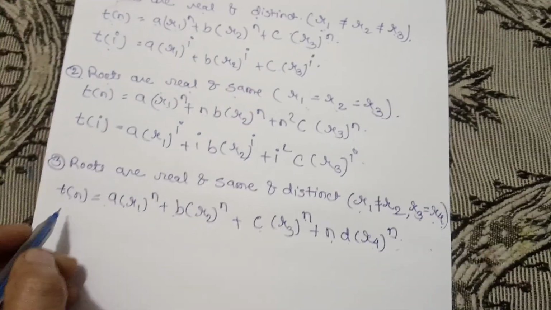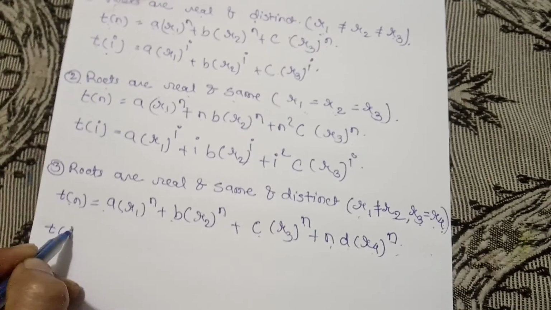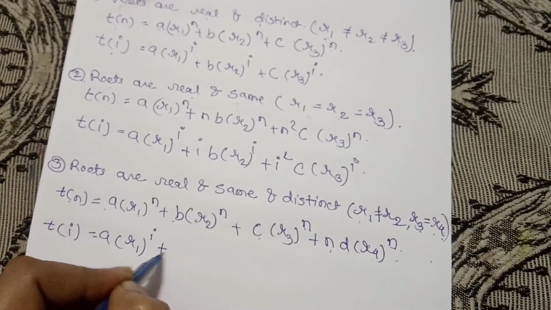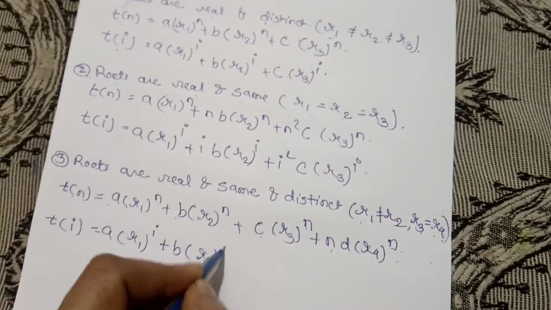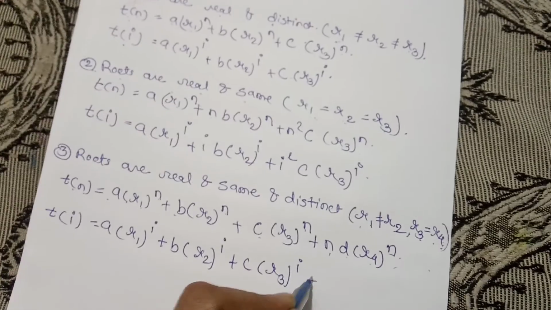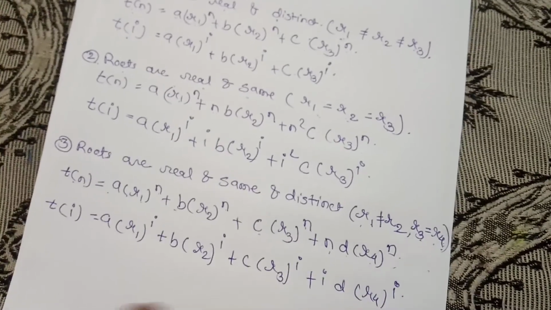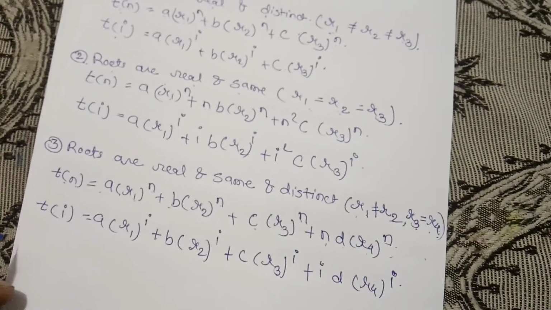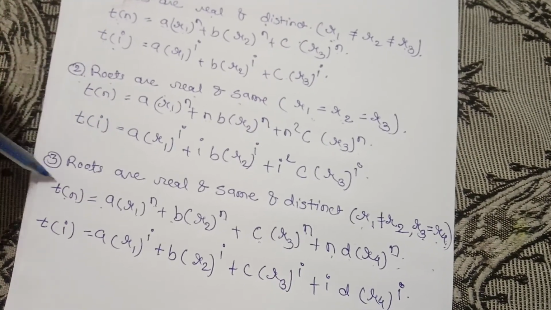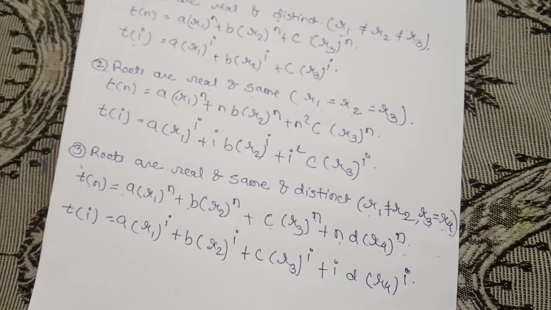So how will we write the generalized equation for the logarithmic recurrence relation method? We will write T(i) = a r1^i + b r2^i + c r3^i + i d r4^i. This way we can write down the general equation format for the logarithmic recurrence relation method. Fine. Thank you.